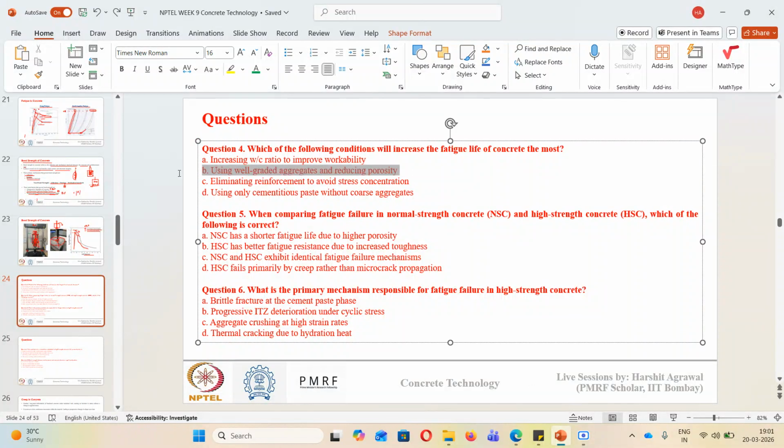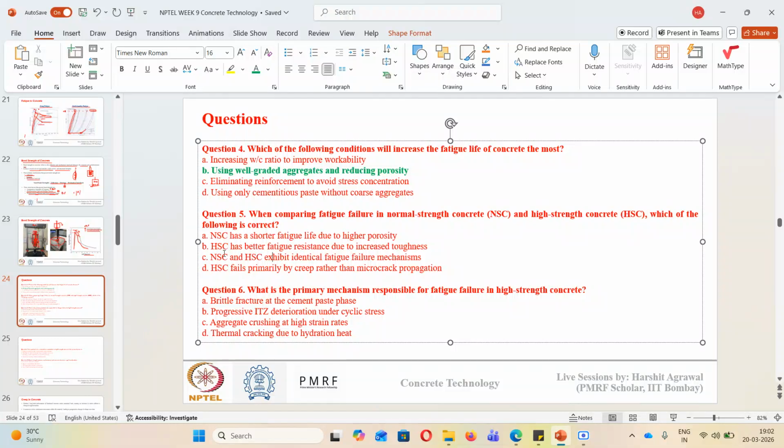Yes, the correct answer is B, using well-graded aggregates and reducing porosity. Well-graded aggregates will improve the concrete density and reduce the micro cracking in concrete. That will increase the fatigue life. And lower porosity ensures that there is no stress concentration in concrete, or concrete strength is higher. So the amount of deformation after each cycle will reduce. So eventually fatigue resistance will increase, fatigue life will increase.